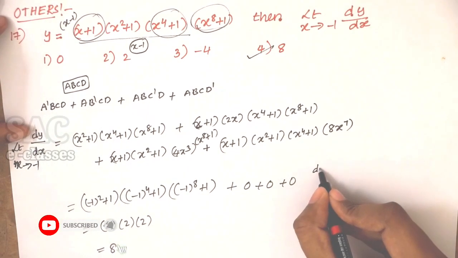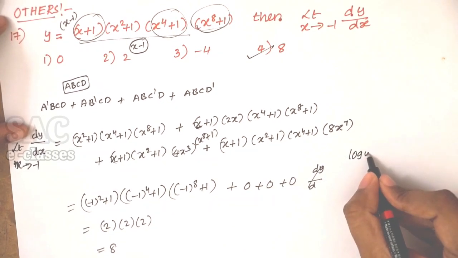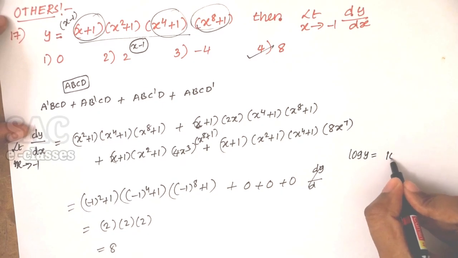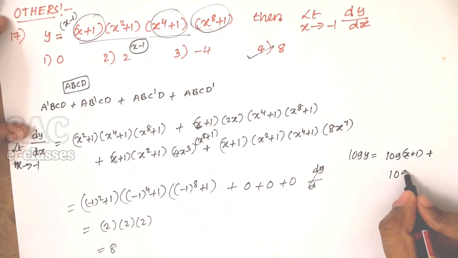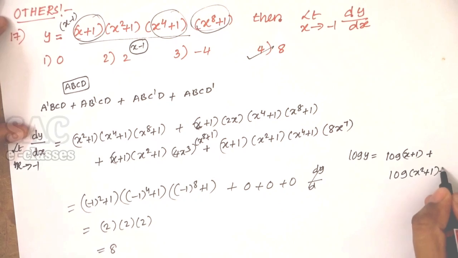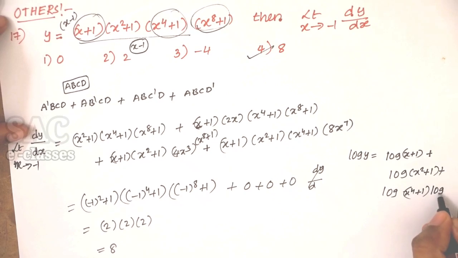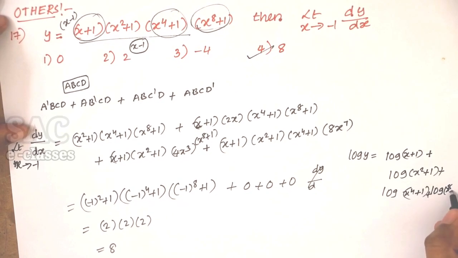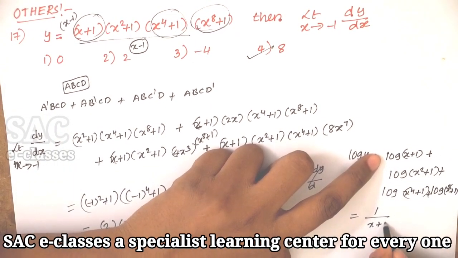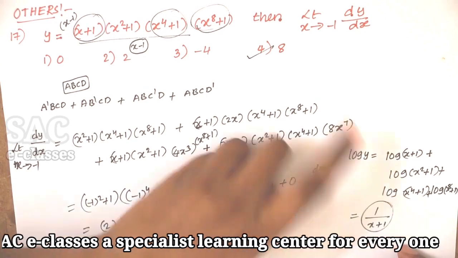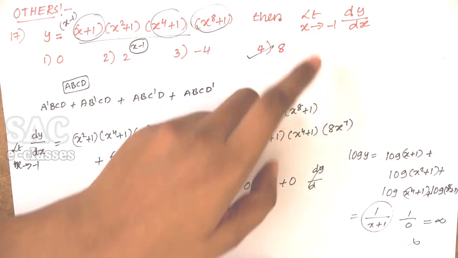Some other options we also have for finding dy by dx. Go for log y, which is equal to log of x plus 1 plus log of x square plus 1 plus log of x power 4 plus 1 plus log of x power 8 plus 1. But whenever you apply the differentiation for this, you will get 1 by x plus 1. What is the limit of 1 by x plus 1? It gives a 1 by 0 undefined form. So we should not go for the log.